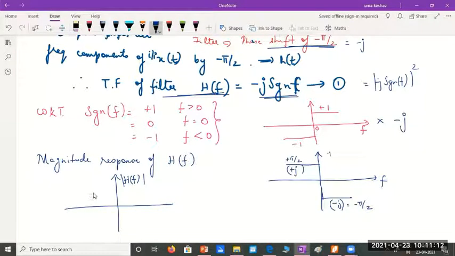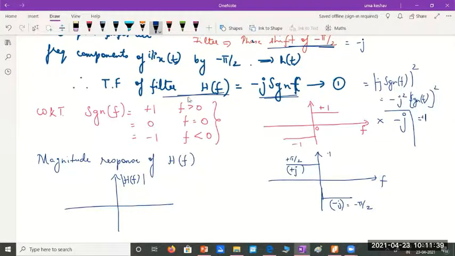My j square is -1, minus of -1, right? This will be minus of j square signum of f whole square. Minus j square is how much? +1. J square value we know is -1. Therefore, minus of -1, that will be +1.